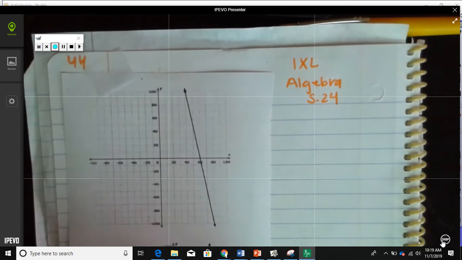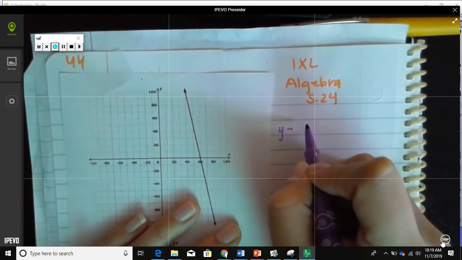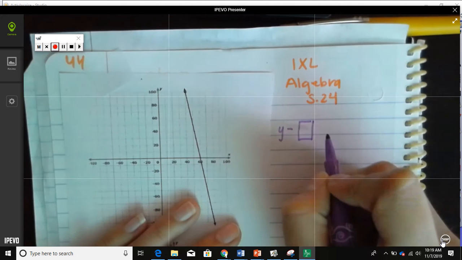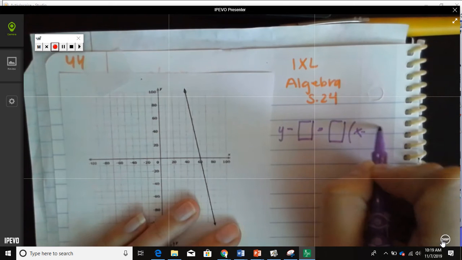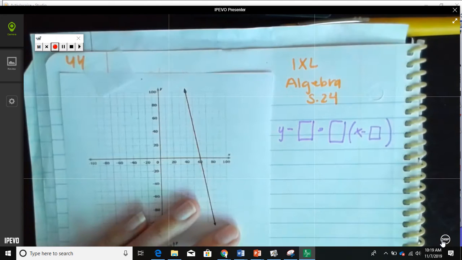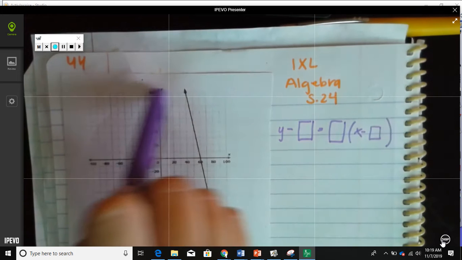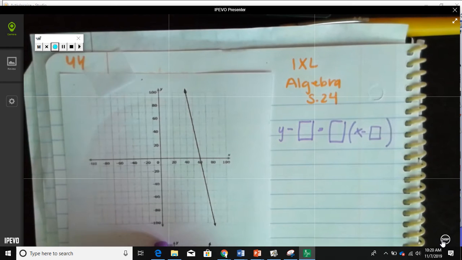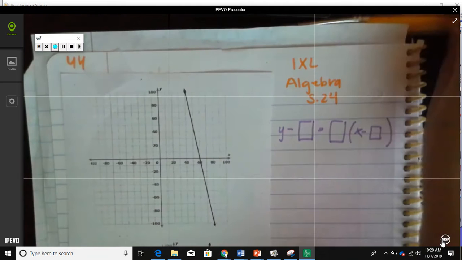Alright, so what you're going to do today on IXL is this is what IXL is going to ask you. It's going to say y minus, then it's going to give you a box, equals, you're going to have to fill in this box, x minus another box. So you're going to have to fill in 3 boxes like you did on S.23. Instead of them giving them to you in the problem, though, you're going to have to do it from a graph. So I will show you what goes in each box.